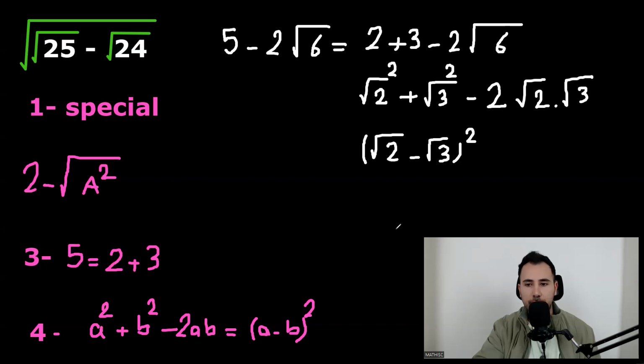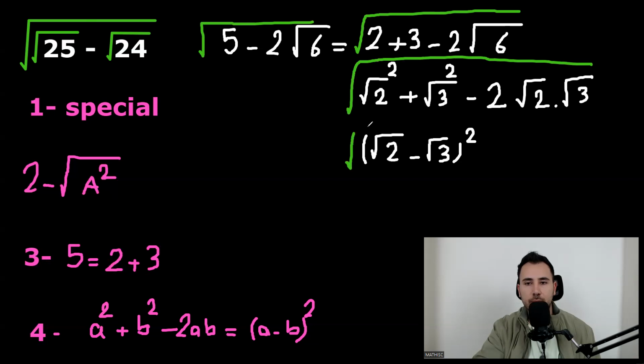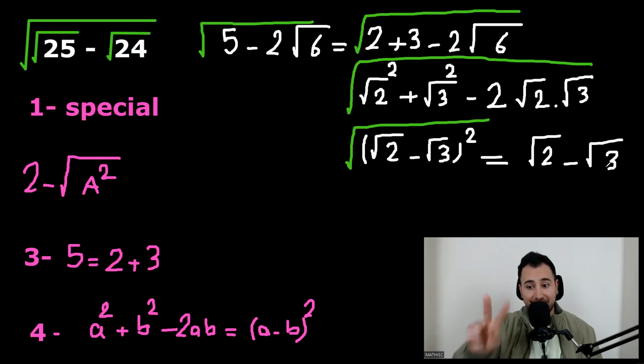And remember, for all these parts, I didn't write the square, so I'm going to go and add them now. So let's simplify this further. There will be two solutions, maybe square root of 2 minus the square root of 3, or the other way around, square root of 3 minus the square root of 2.